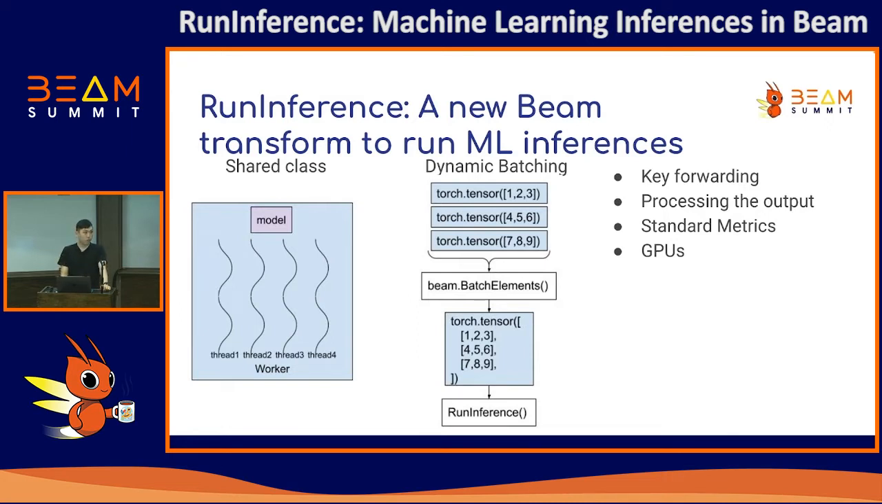Other features of this RunInference API include key forwarding, processing the output into a standard data class so that you can associate the output prediction to the original input example, producing standard metrics that are relevant to typical ML pipelines, and support for TPUs.